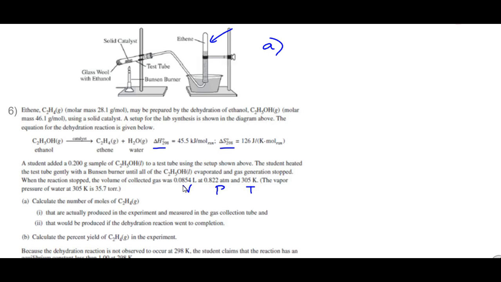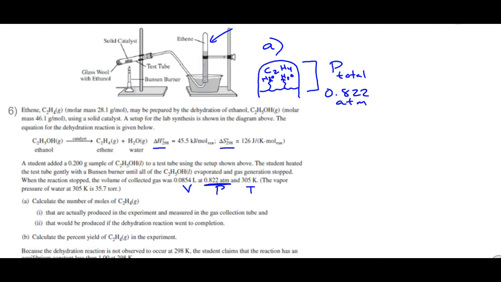The one thing we need to talk about quickly is this idea of water vapor pressure. So when something is collected through water displacement, there's a certain amount of vapor pressure that is coming off of the water. So what it's saying in this problem is that the total pressure, which they're saying is 0.822 atm, is all of that inside the tube. What I've written is what's actually happened, and this is an application of Dalton's law of partial pressures.